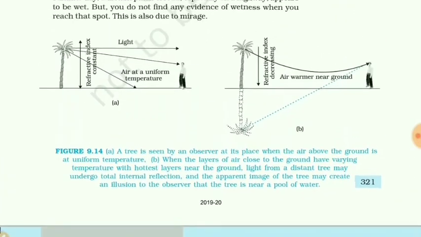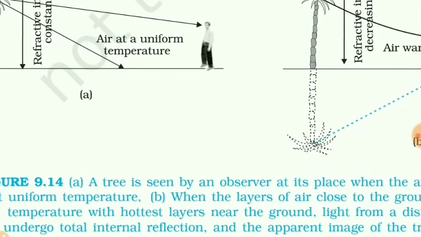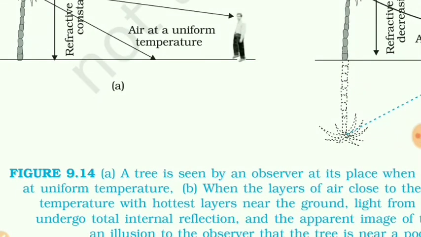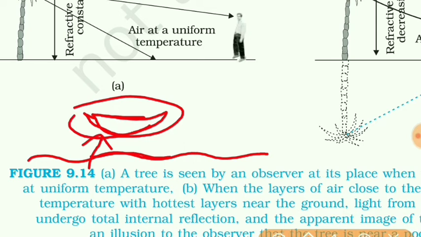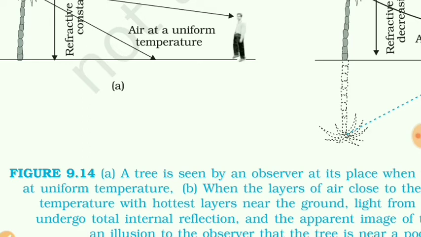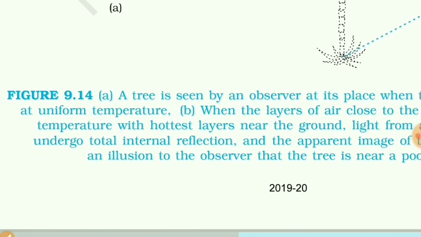Students, one more effect is called the looming effect. In the looming effect, in a sea, during summer, you will find a boat or a steamer inside the sea above the surface of the water. You find that the boat or steamer is not floating on the surface of the water, it is above the surface of the water, just in the air. So that effect is also due to this total internal reflection. That is called the looming effect.